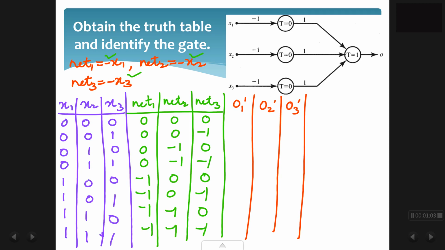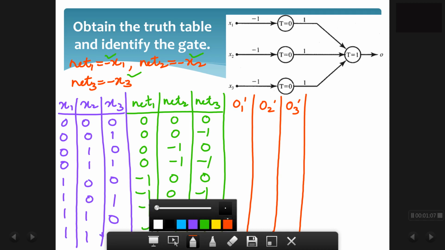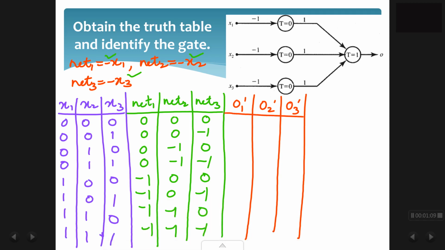So according to that, we have to calculate O1 dash, O2 dash and O3 dash. Now how will we be calculating O1 dash, O2 dash, O3 dash is to check whether the net value is greater than or equal to the threshold. So in this case it is 0 and the threshold t is equal to 0. So if this 0 is greater than or equal to the threshold, then the answer has to be a 1. So in this case it is a 1.